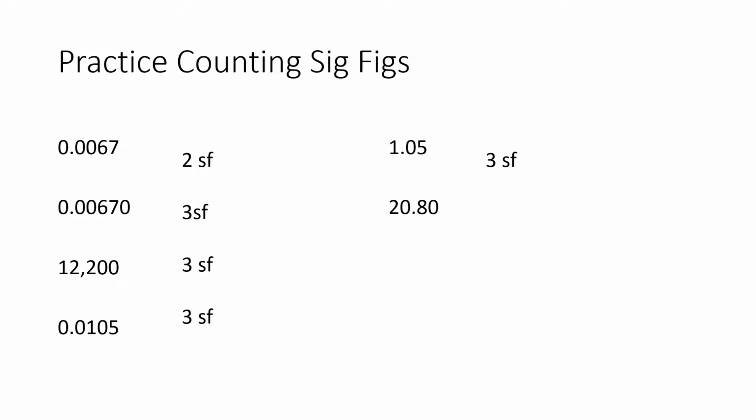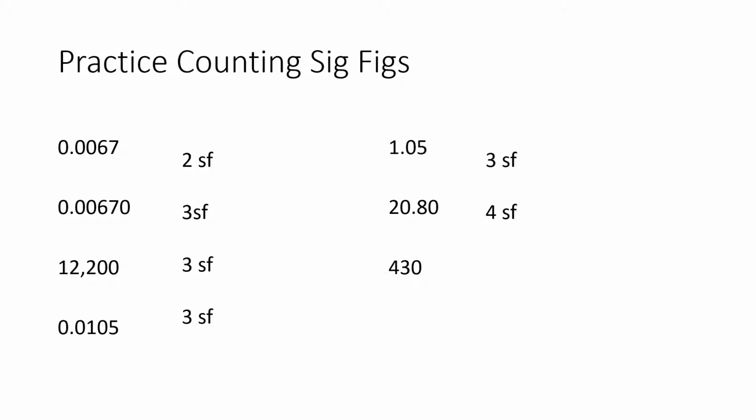Look at 20.80. This yet again has a printed decimal point, so we start on the Pacific side, on the left side of the number. The first non-zero digit from the left is 2, so all 4 digits are going to count.